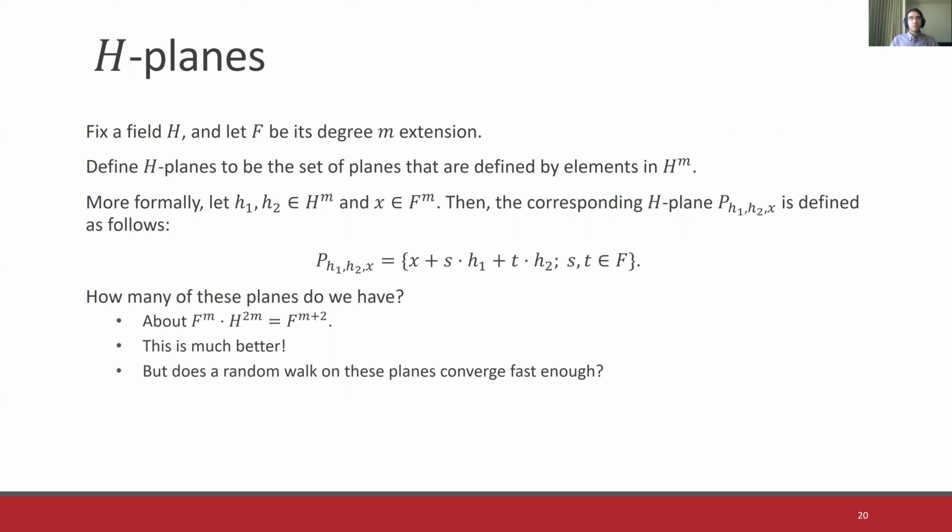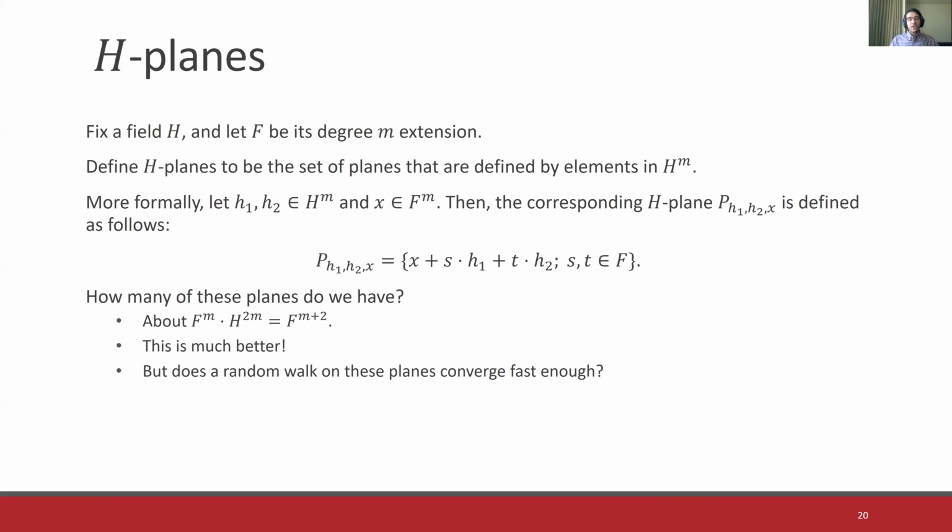So to solve this problem, we're going to define the notion of H-planes. Suppose we have a field H, and we let F be its degree M extension. Now we define H-planes to be a set of the planes that are defined by elements in H to the power M.